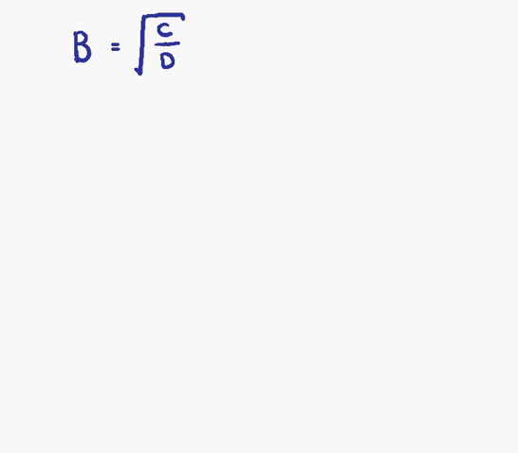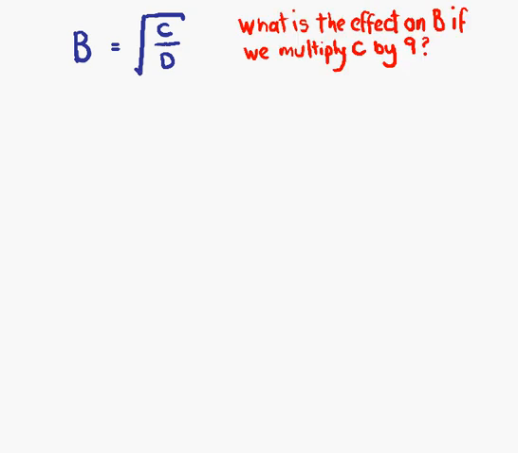This is example number 4. This time our formula is b equals the square root of c over d. What is the effect on b if we multiply c by 9? So if we multiply c by 9, then that's like b equals the square root of, and instead of c on the top line, it will be 9c over d.